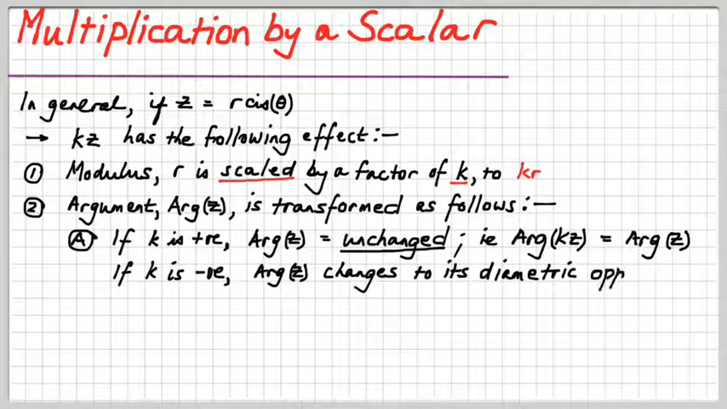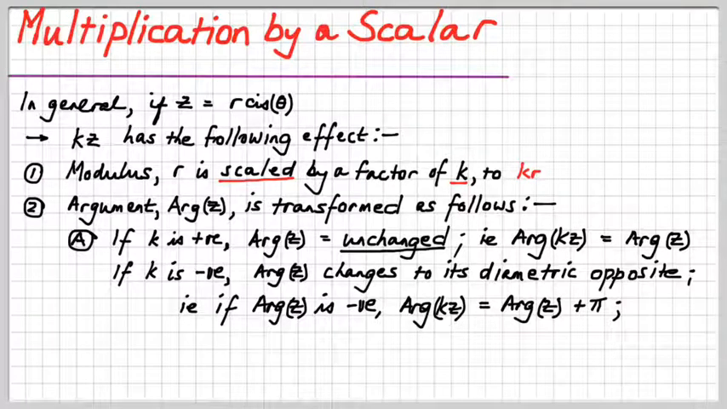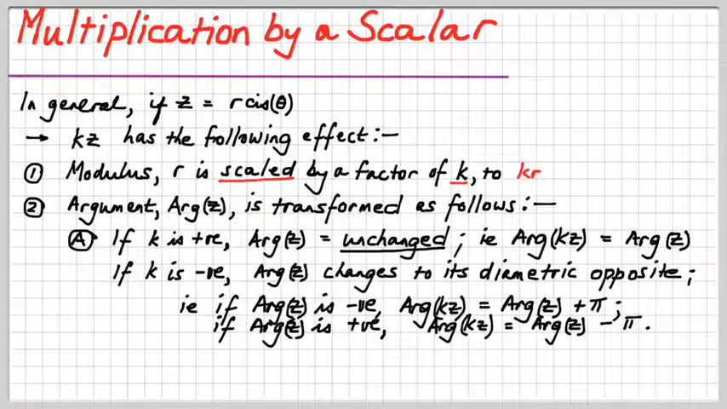The argument of z changes to its diametric opposite position. If the argument of z is negative, you add pi to get yourself into the positive land. And if the argument of z is positive, you subtract pi to get yourself into negative land. That's what you do. But if you just draw an Argand diagram, you won't have any problem. You'll understand what to do.